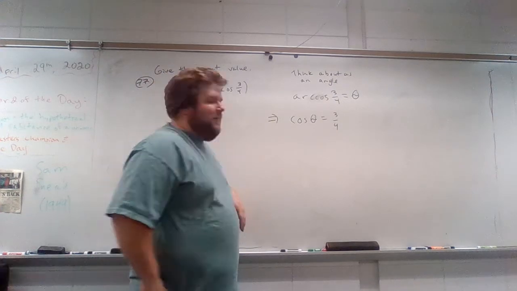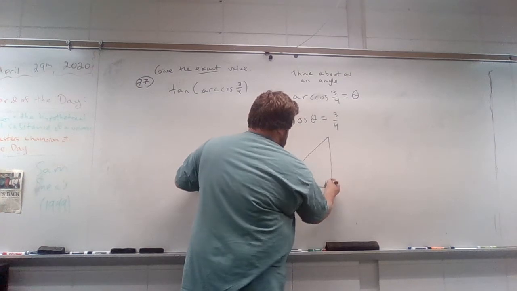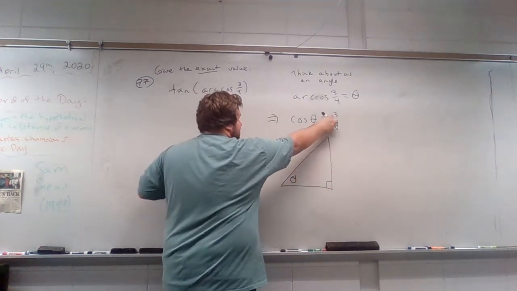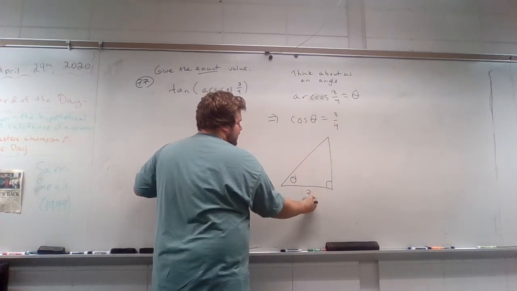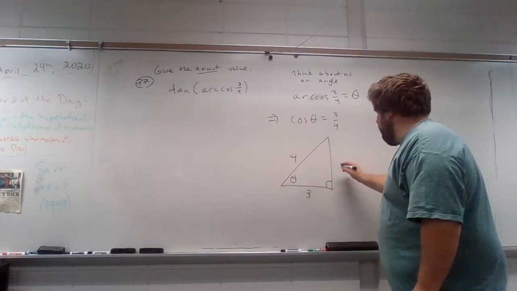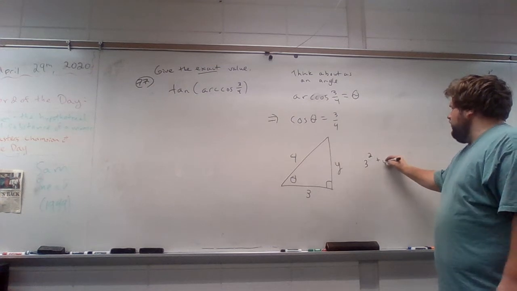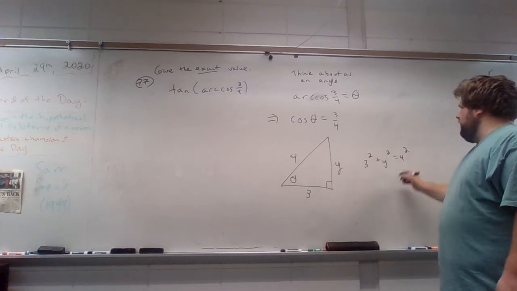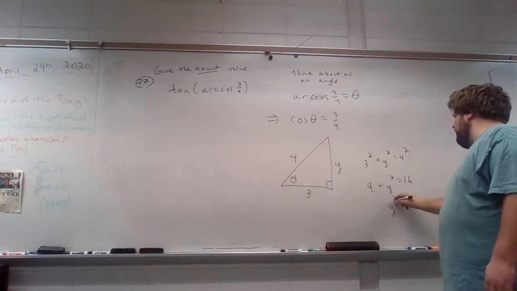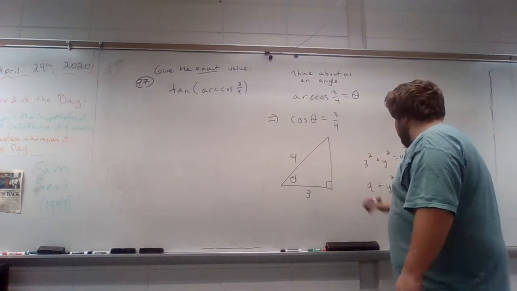And then after that, we make a picture. I draw a right triangle, and this is my angle theta. Cosine is adjacent over hypotenuse, so I got 3/4. Then I can find this other y value right here. 3 squared plus y squared equals 4 squared, so 9 plus y squared equals 16. Y squared is 7, and this is going to be positive, so I've got square root of 7.